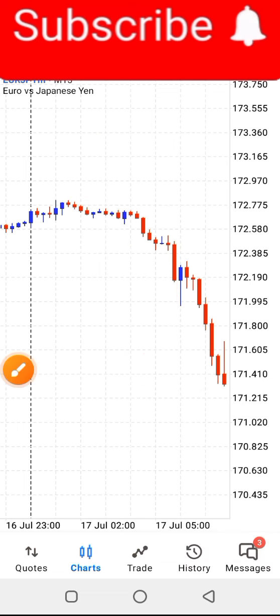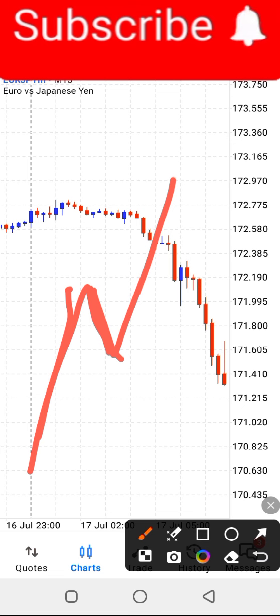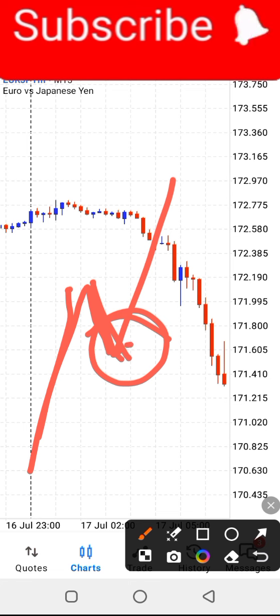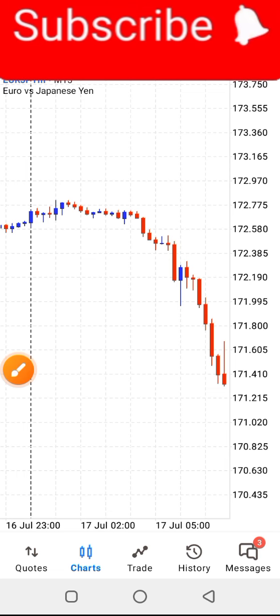Now, a pullback is simply a momentary pause in the direction of the trend. So if the trend is upwards, a momentary pause will be a movement in the opposite direction before the trend continues. So with this pullback strategy, we are trying to catch these points where you have your pullback, and then we enter in order to continue with the trend. That's the idea, and this system can help you really get a very good trade.